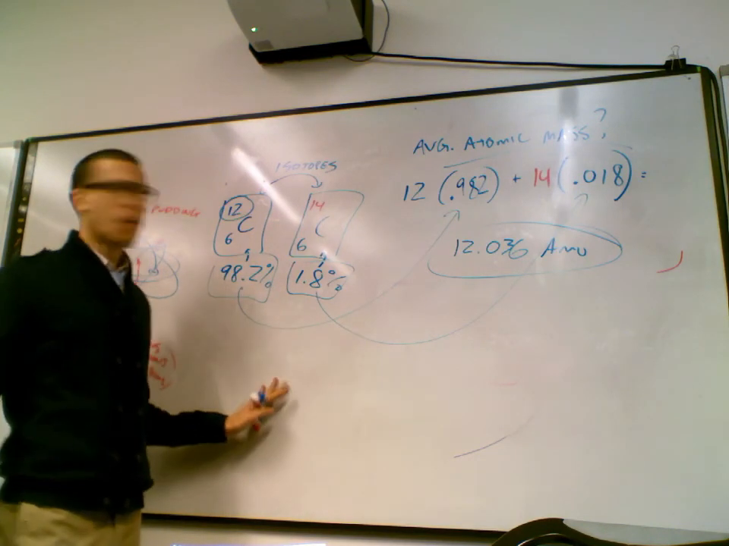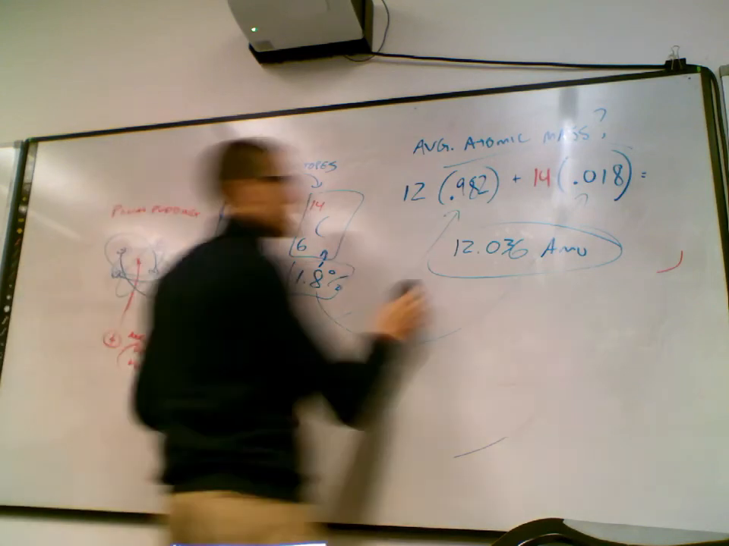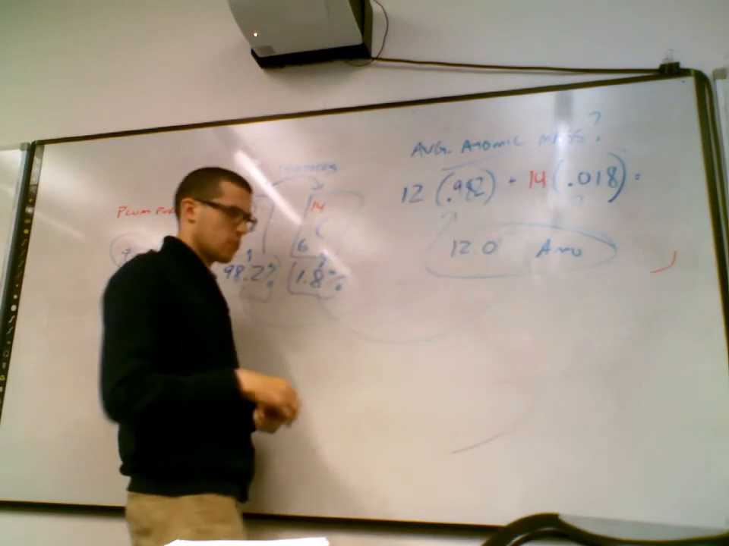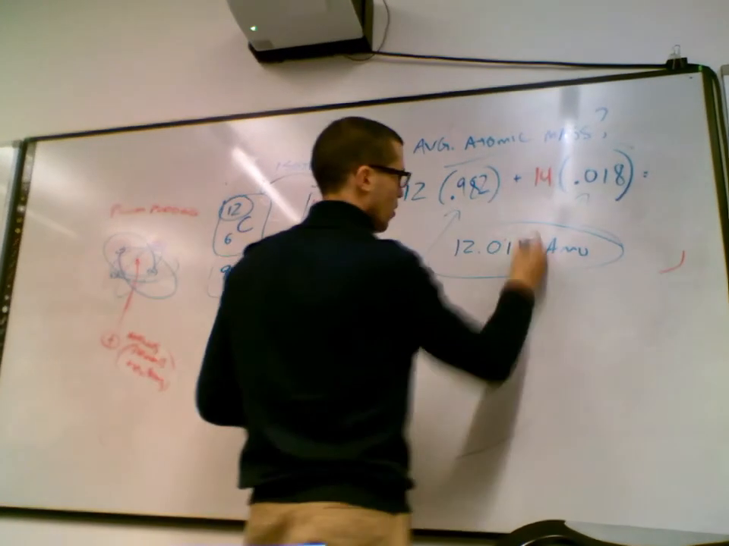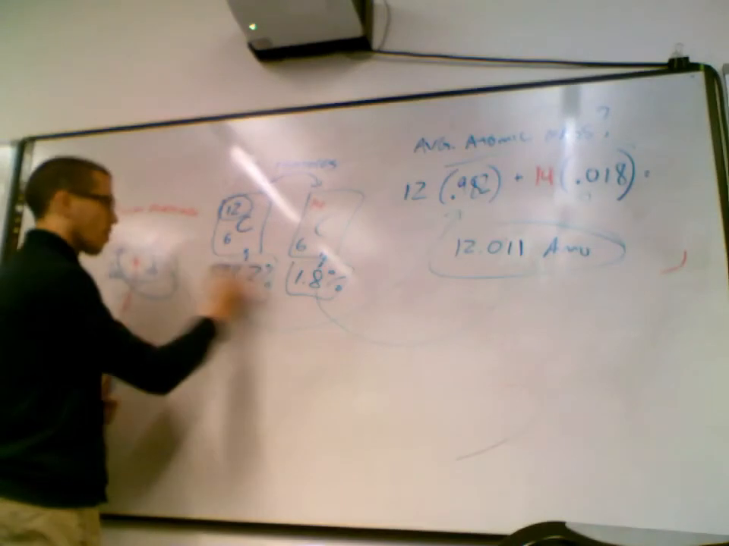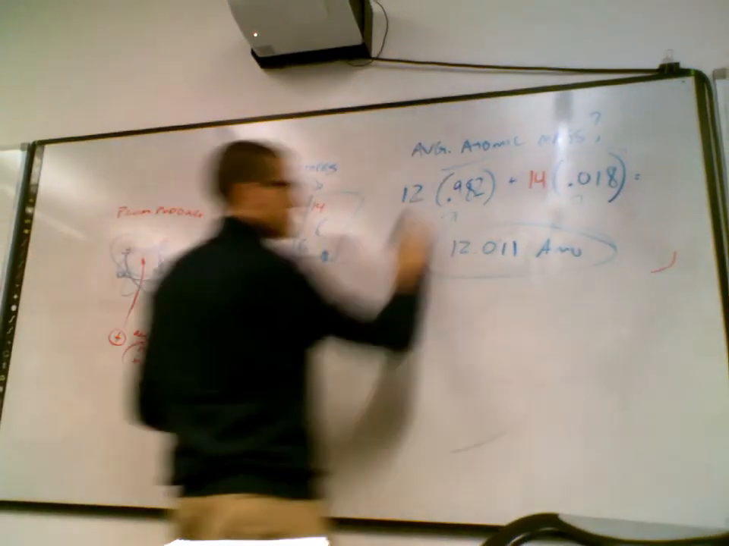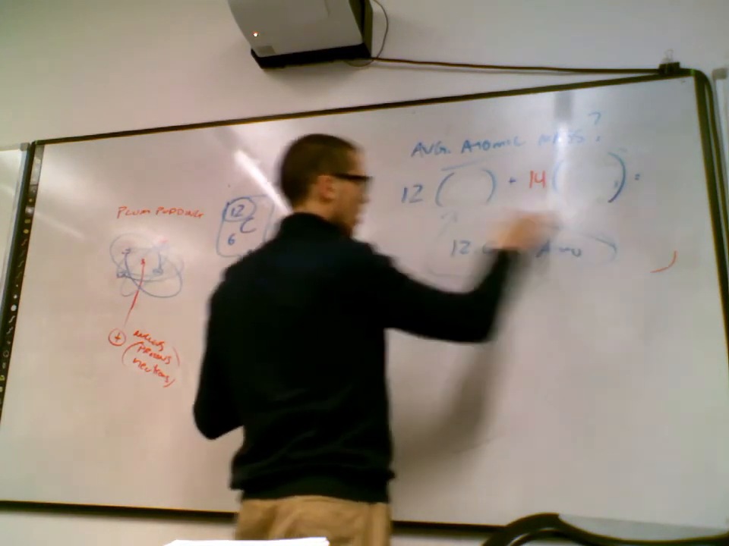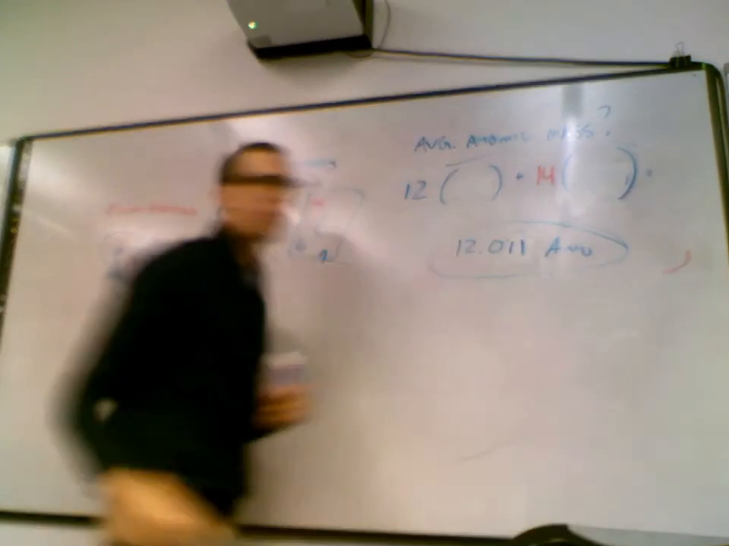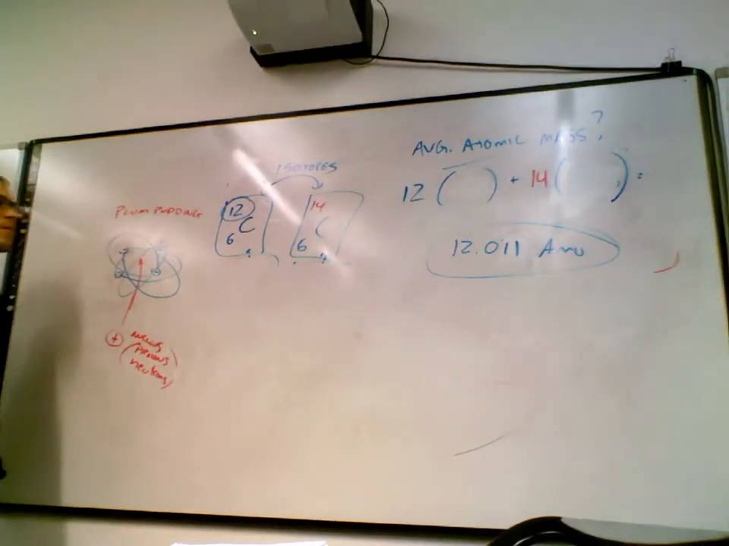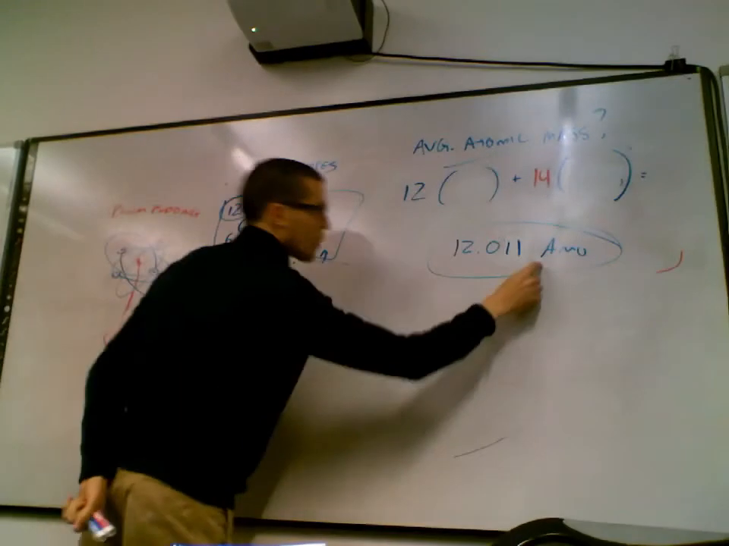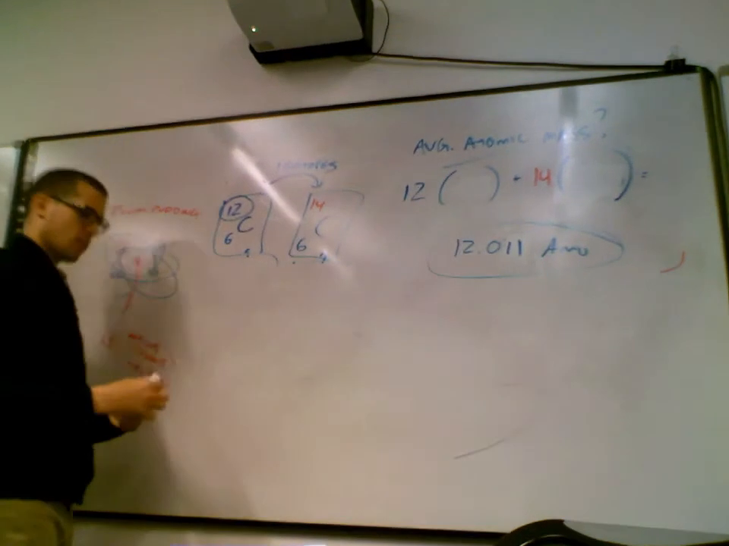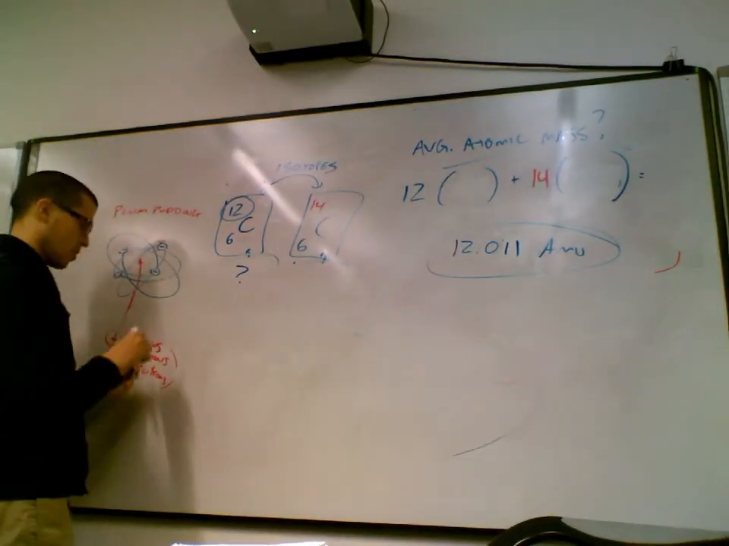Okay, a harder one would be something like this. If I say the average atomic mass of carbon is, let's say, 12.01, and I don't know what these percentages are. How would I find the percentages now? If I give you the average atomic mass, and I want to know what this is, and what this is.